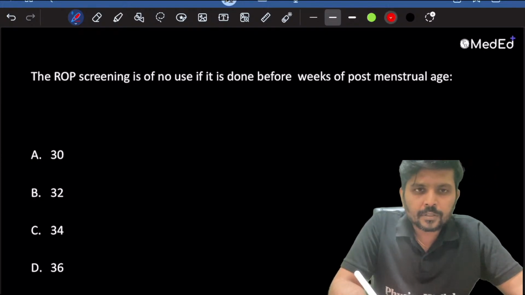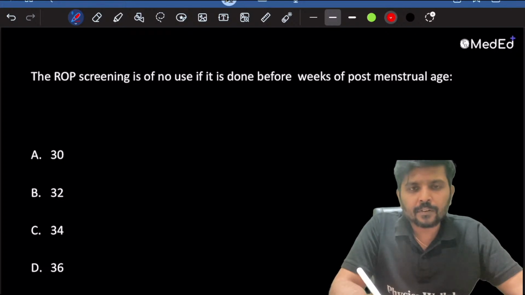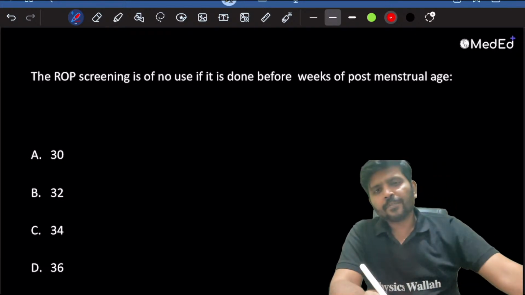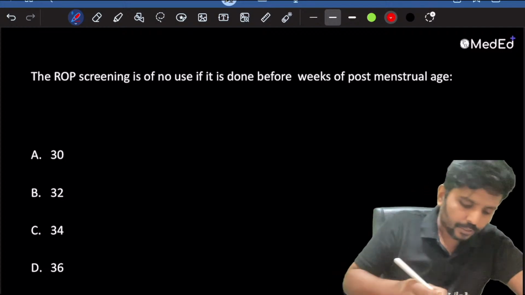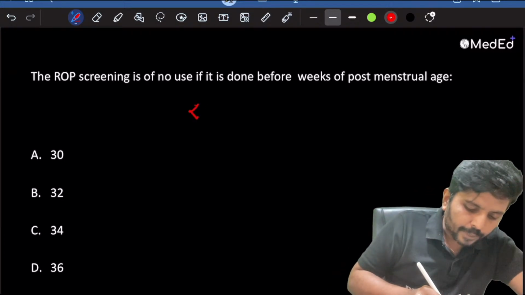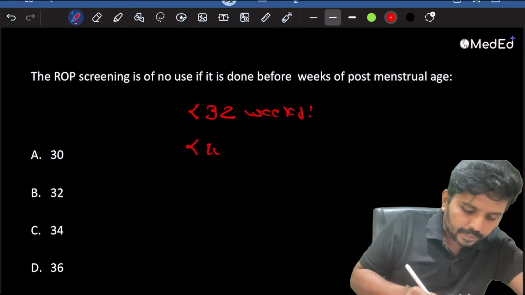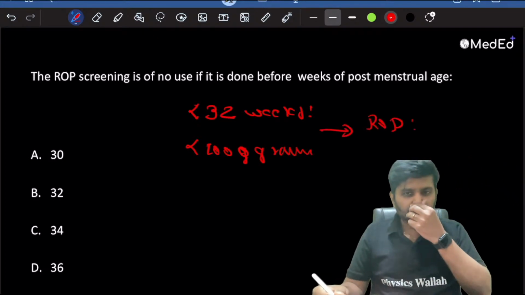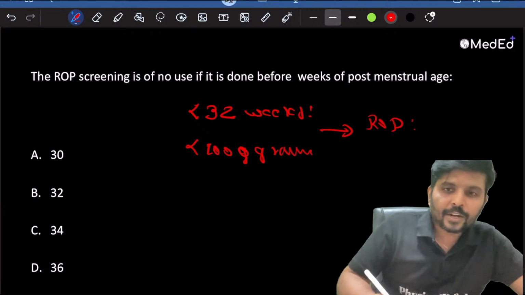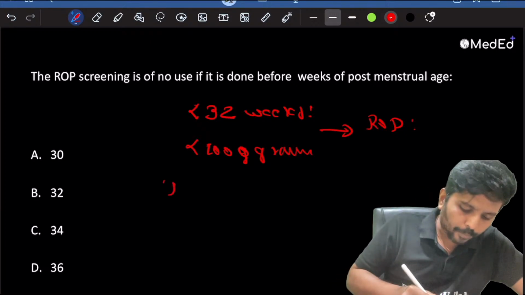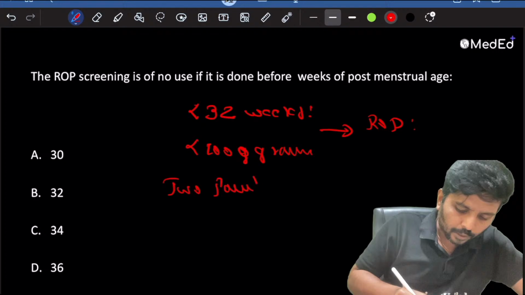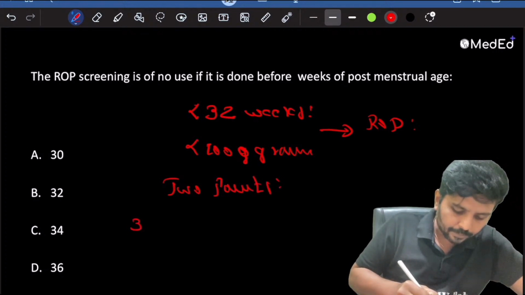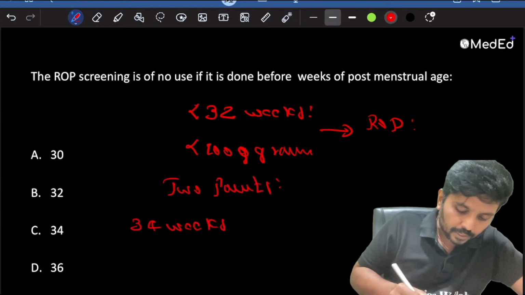Retinopathy of prematurity screening is of no use if it is done before dash weeks of postmenstrual age. You all know that all preterm less than 32 weeks, all preterm less than 1000 grams should be subjected to ROP screening. But when you need to do ROP screening, 2 points you need to remember. 1 point is 34 weeks of gestational age.